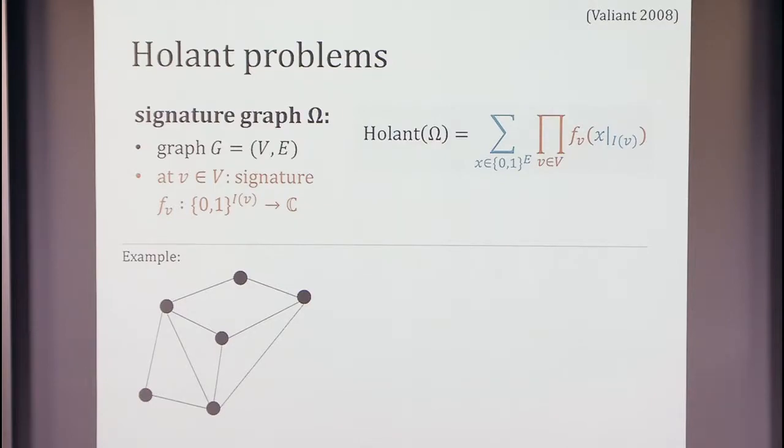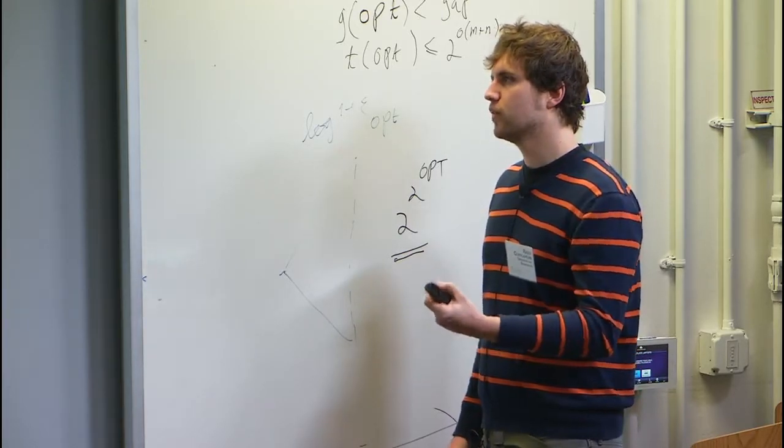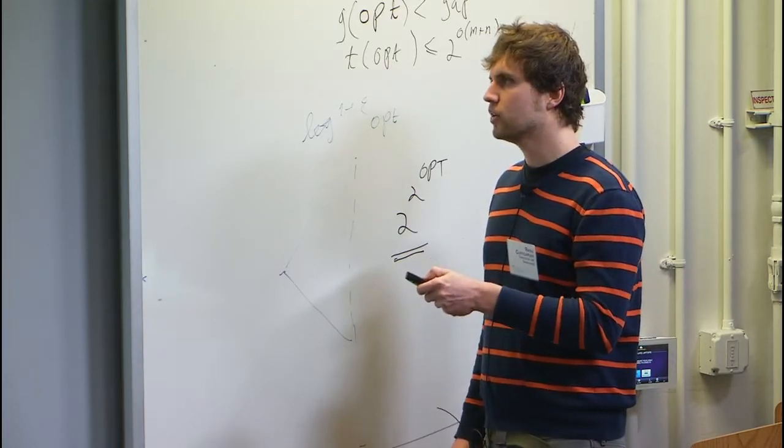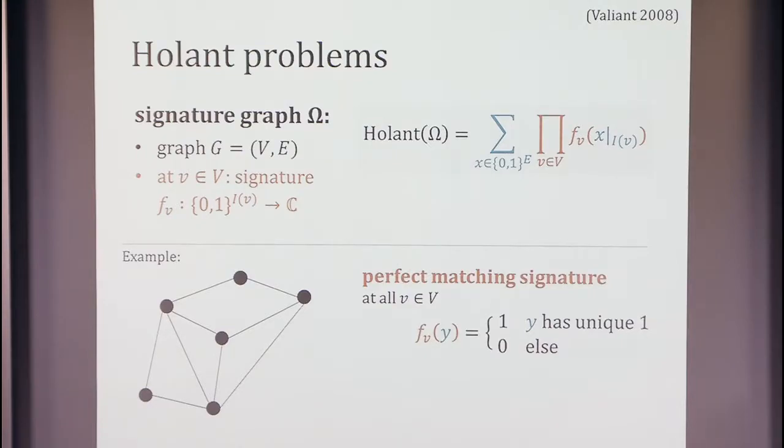So you take a product over all the vertices appearing in your signature graph. And each vertex will look at the assignment x restricted to the edges incident with it. It will evaluate the signature on that given sub-assignment. And then you take the product over all these evaluations, and you sum this up for all edge assignments. So this might look a bit weird, but let's have a first example for what you can encode as a Holant problem.